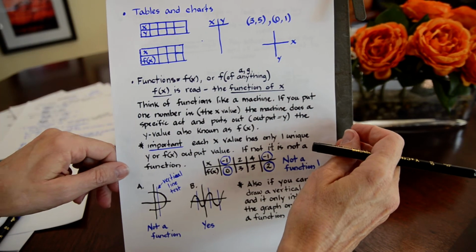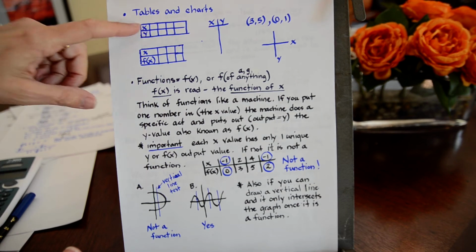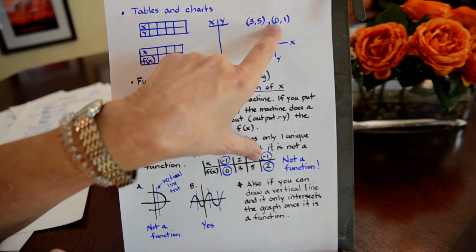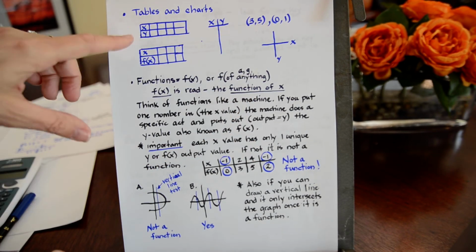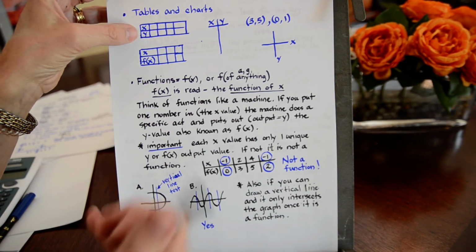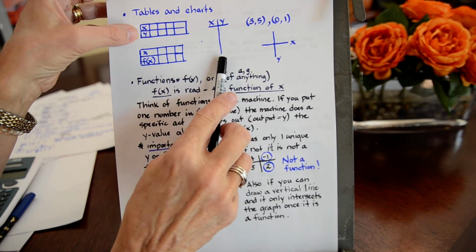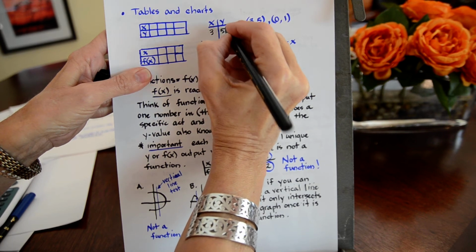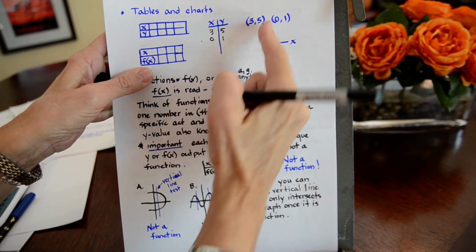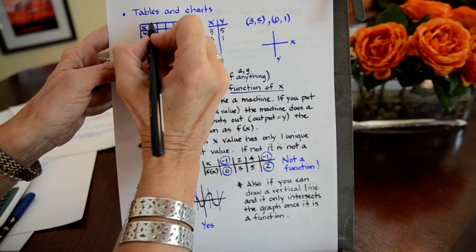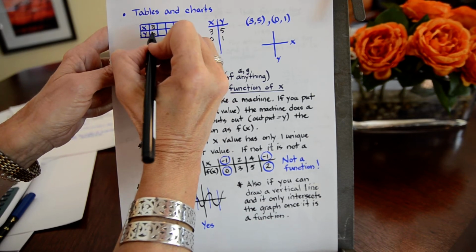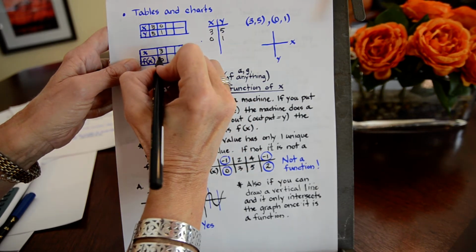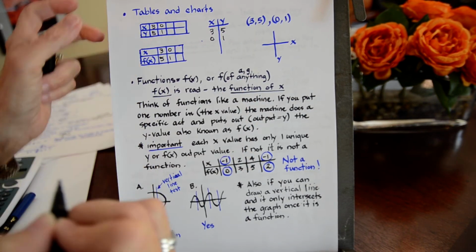All right, some tables and charts. The x and the y are just like the x and the y coordinates that I was just speaking of. So you might have a chart that would look like this. The chart can also be what they call a T-chart. And the same thing, we could have a 3 right here, and a 5 right here, a 0 right here, and a 1 right here. It would be just like that. Same thing here. 3 and a 5 and a 0 and a 1.